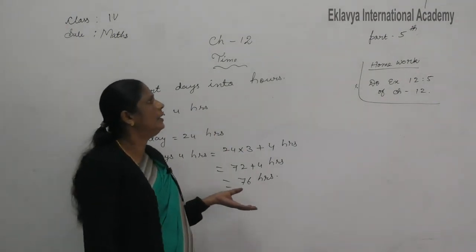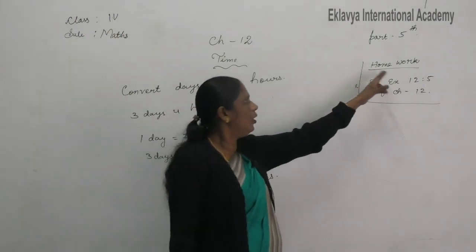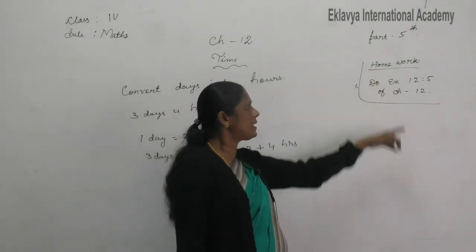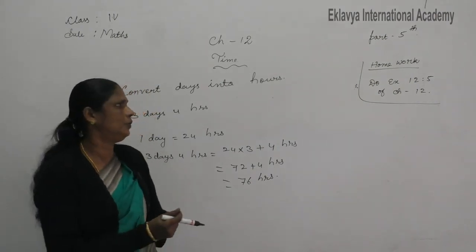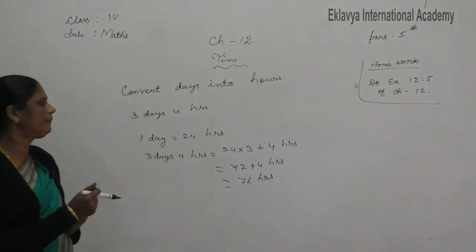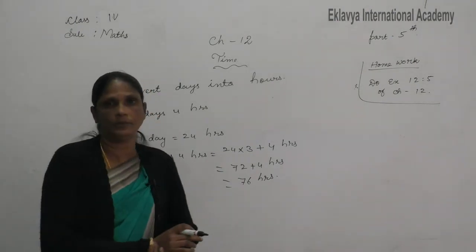Understand? Then do homework: do exercise 12.5 of chapter 12 in your notebook. Okay? Here ends the time chapter. Thank you.